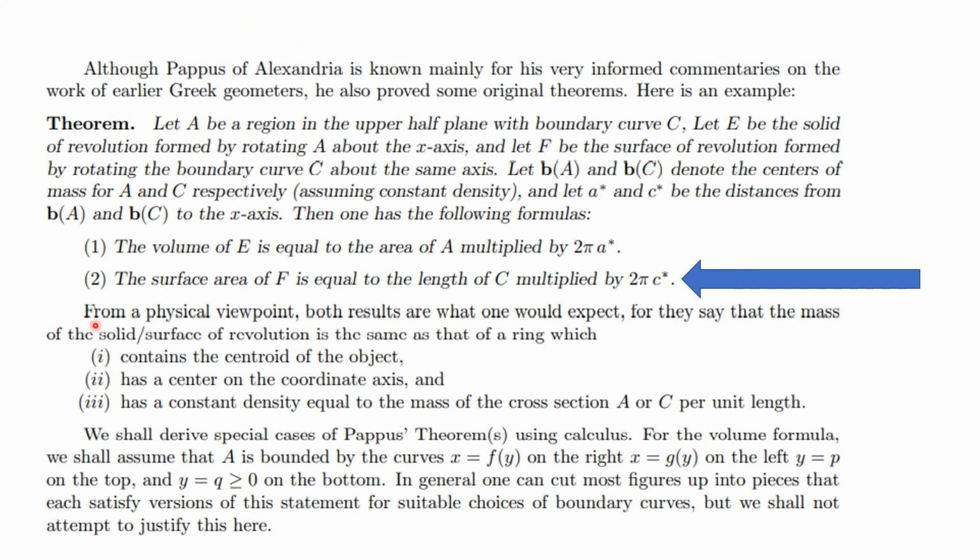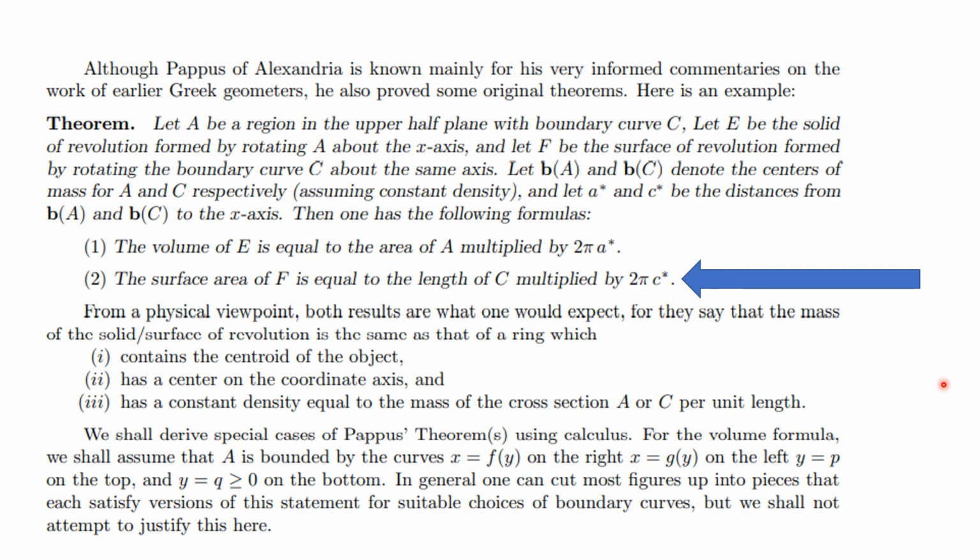He had another theorem too that really had to do with the surface area. The surface area of the surface of revolution formed by rotating the boundary curve C about the axis is equal to the length of C, the length of the curve, multiplied by 2 pi times C star, the distance from the center of mass for A and C respectively.